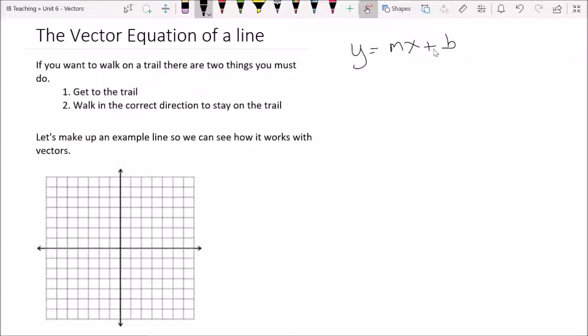Because what we're going to see is we're very comfortable with y equals mx plus b, but the vector equation of a line is going to look a little bit more convoluted than that, so there must be some good purpose for that. And here's what I believe it is.